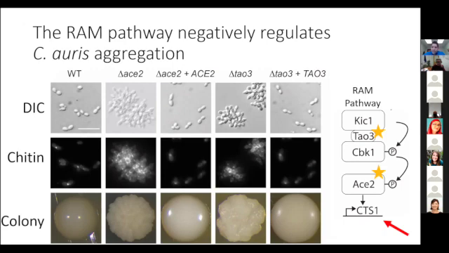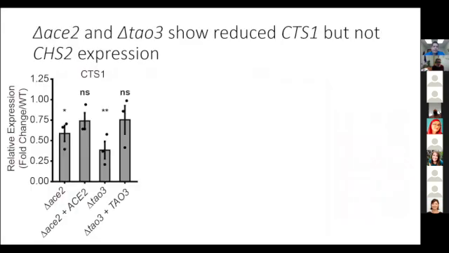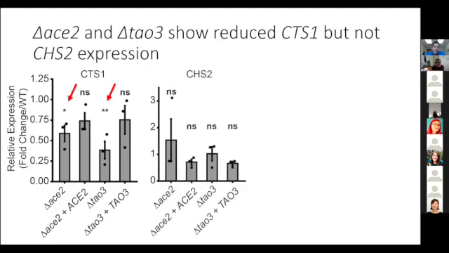Now, if the hypothesis is that the aggregating morphology is due to a dysregulation of septum degrading enzymes such as CTS1, we wanted to test whether that was actually happening in our mutant strains. Indeed, for the chitinase gene CTS1, we see a significant downregulation in the ACE2 and TAO3 mutant strains. Because we also know that the opposite can disrupt this process too, we checked whether the chitin synthase gene CHS2, which was another hit on our screen, was dysregulated in these strains, and it was not.